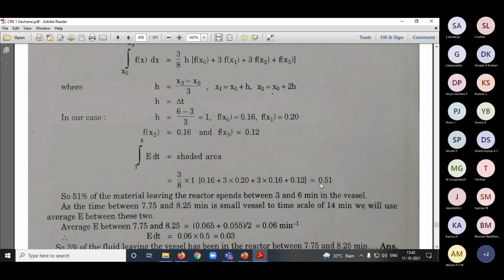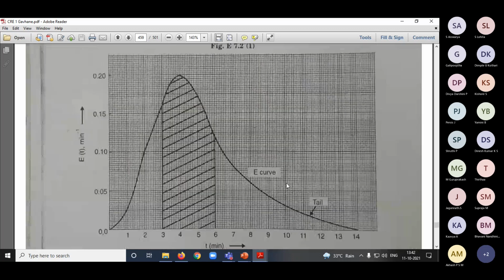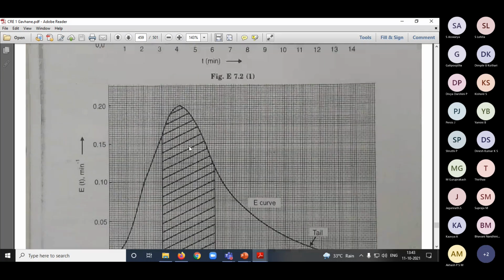Numerical way, you are getting 0.51. So that means that 51% of the material leaving the reactor spends between 3 to 6 minutes. If you see here, this is the area under the curve. It is almost 1. The area will always be 1 because C divided by C infinite is almost 1. So you want this particular part. If you calculate, this is 0.51. That means if this entire area is 1, this is 0.51, in the sense 51% of the material you sent inside is staying between 3 to 6. That is what you are analyzing here.